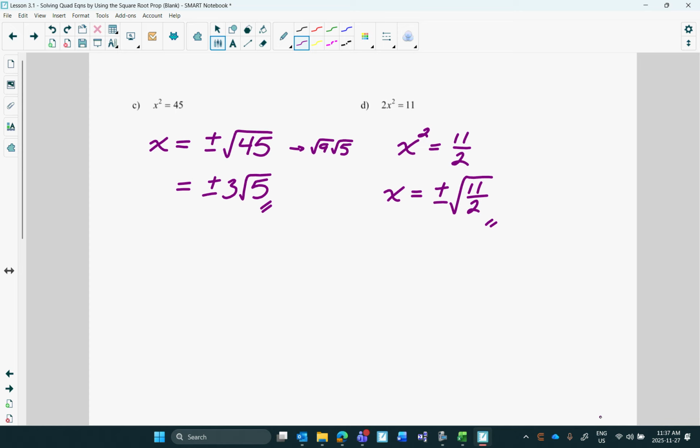So when the quadratic equations look pretty straightforward, not too much in them, we use the square root property. But some quadratic equations are more complicated, and we'll address those later. Okay, that's all I got.